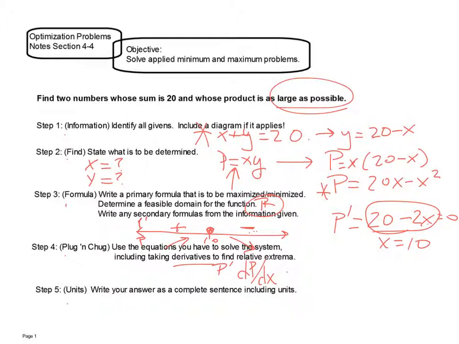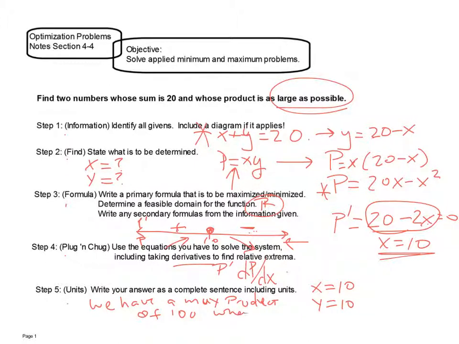And so my answer is that my x is 10, and my y is 10. So we have a max product, and I'm going to even add a little extra. They didn't ask for this, of 100, because 10 times 10 is 100, when the two numbers are both 10.